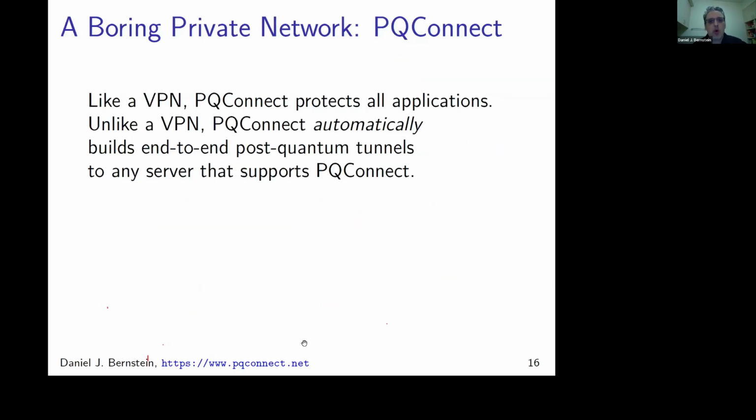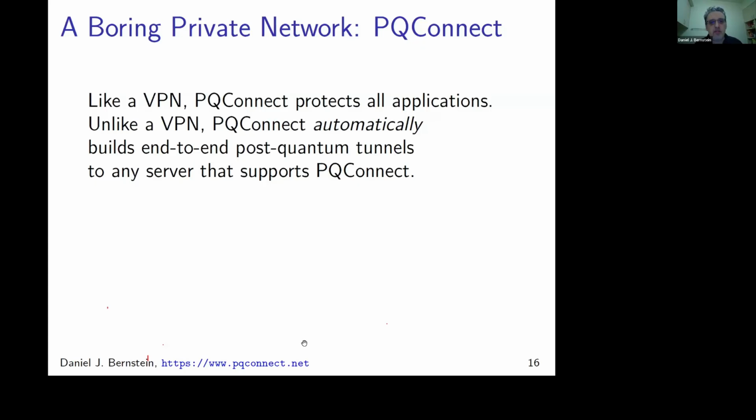So this is a boring private network. Boring is, well, digging a tunnel. And what this does automatically is what I was just describing. It figures out which servers are supporting PQConnect. Unlike your VPN software, where you have to manually configure this, PQConnect automates that. It says, I'll do the kind of thing a post-quantum VPN does, but I'm going to automatically figure out for you which servers are supporting this and then create tunnels to those servers. So you don't have to worry about that.